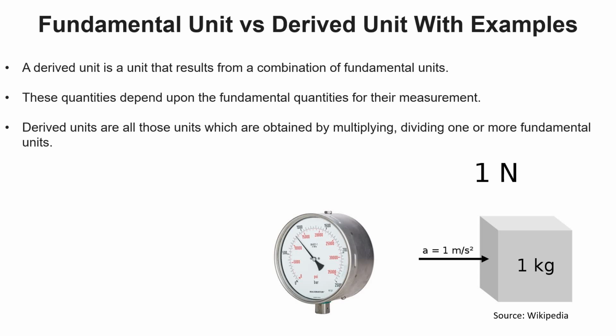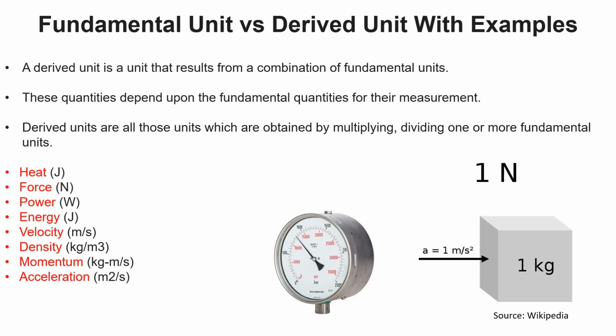So these quantities depend upon the fundamental quantities for measurement. How? We will discuss that. The derived quantities or derived units are those units which are obtained by multiplying or dividing one or more fundamental units. So these are examples of the derived units.